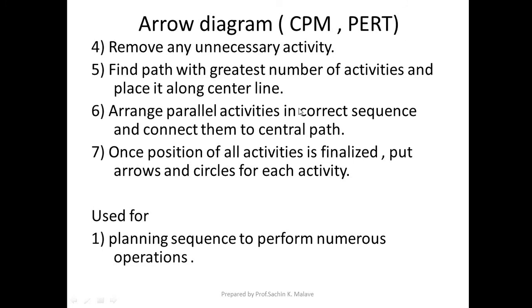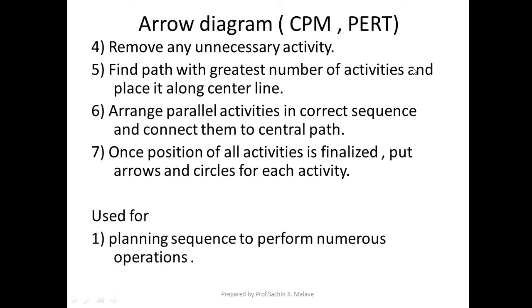Find the path with the greatest number of activities and place it along the center. Then arrange the parallel activities in correct sequence and connect them to the central path. Whatever path has the greatest number of activities, you place at the center, and along that central line you place the activities that can be done parallel to it, and finally connect them to the central path. Once the position of all the activities is finalized, put the arrows and circles for each activity.